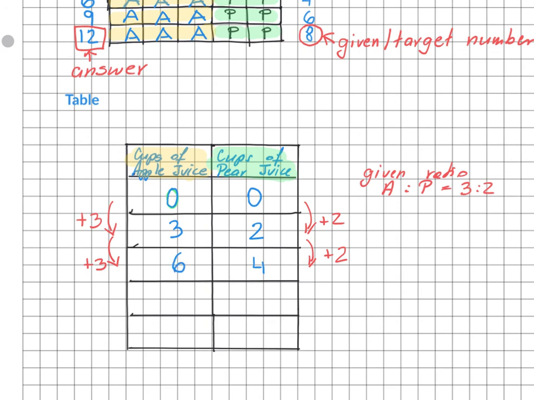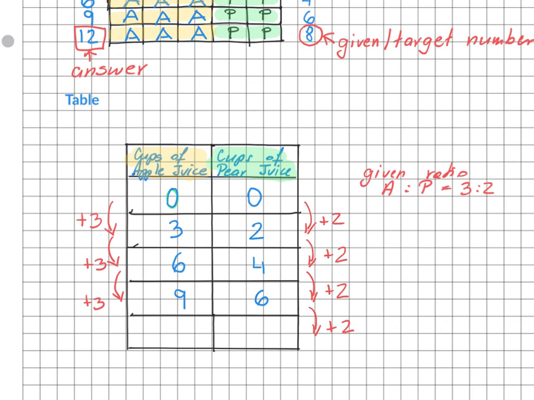But I don't have enough juice because I need to have a batch of 8 cups of pear juice. So I'm just going to keep adding 2 more cups of pear juice, which is going to give me 6 cups of pear juice, and 3 more cups of apple juice, which is going to give me 9 cups of apple juice. I'm still not done because I need 8 cups of pear juice.